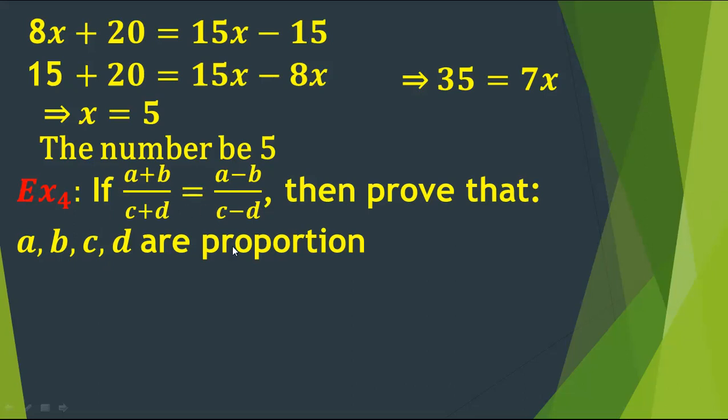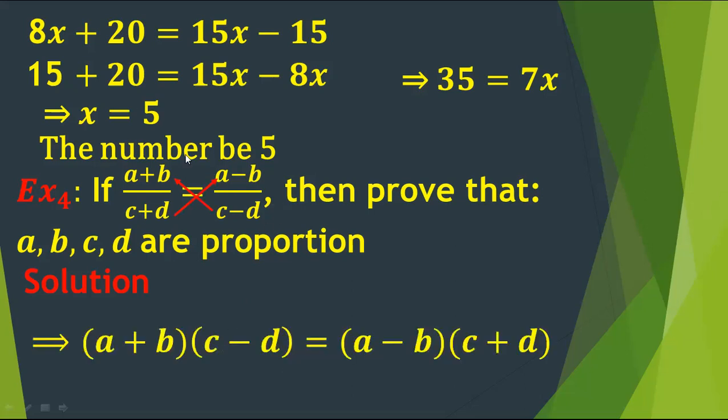Ratio equals ratio. The first step, cross multiplication. Why cross multiplication? Because we said from the properties of proportion, the product of means equals the product of extremes. Then write the two ratios, cross multiplication. Don't forget to write the brackets.